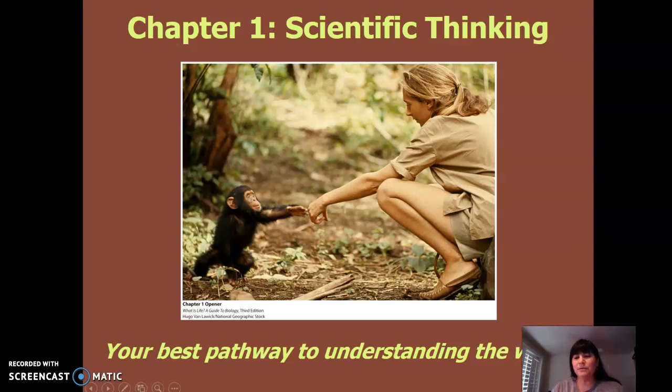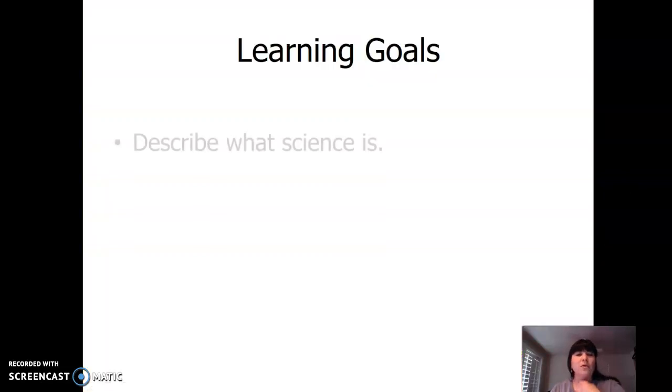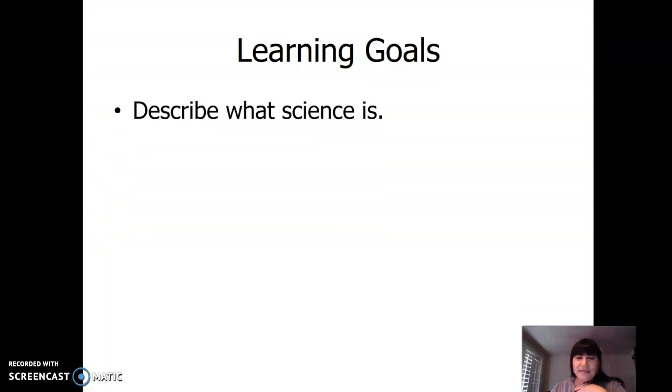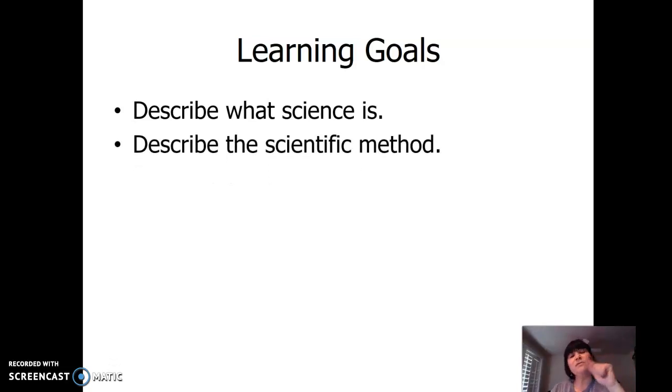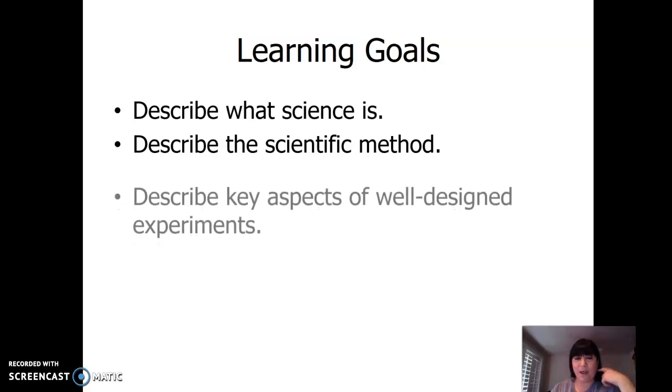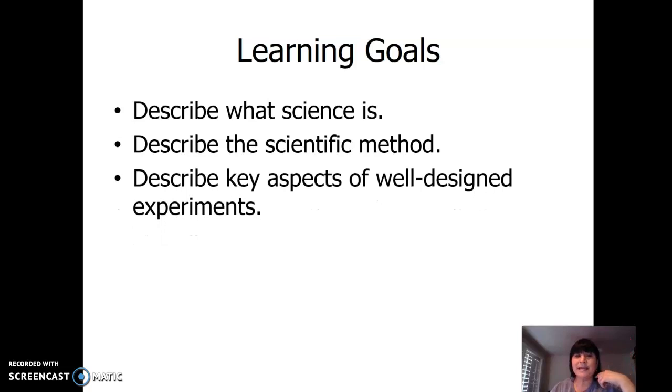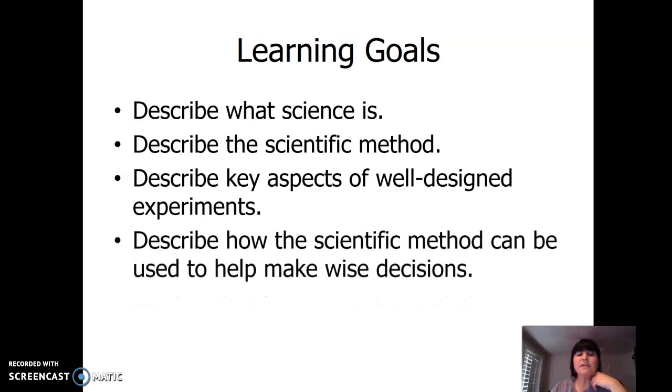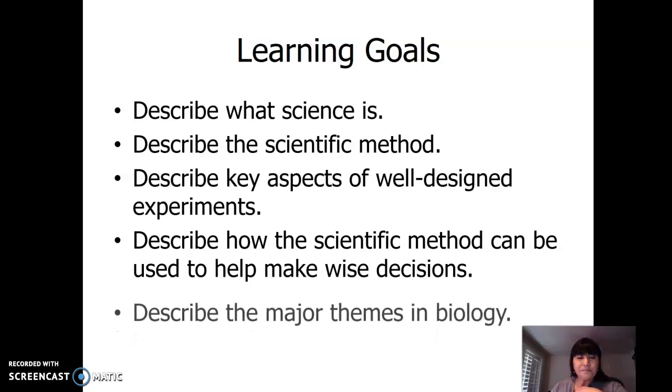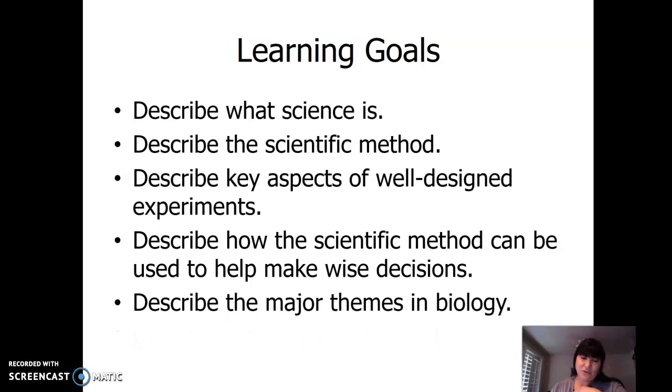Let's see if the learning goals describe what science is. Okay, so you need to know that. The scientific method. We've already had labs, so now you're going to see what the scientific method is about. Key aspects of a well-designed experiment. Again, we've had videos in lab where you've seen that, and I also have videos on Canvas. Describe how the scientific method can be used to help make wise decisions. So why is science the best way of knowing our world? And then lastly, the major themes.